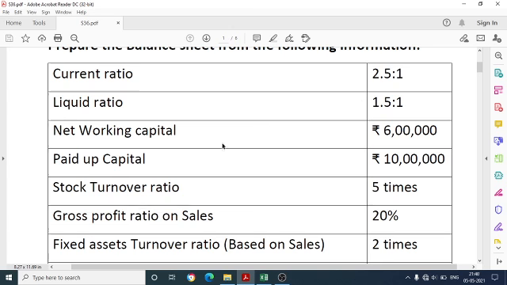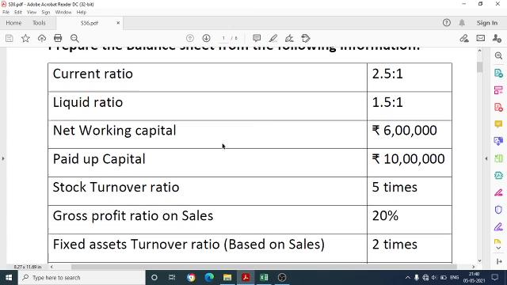It is one component of your balance sheet. Next, stock turnover ratio. The formula is cost of goods sold upon the closing stock. So cost of goods sold can be calculated, because closing stock you will get at the liquid ratio stage. And after getting the cost of goods sold, here you can compute the sales, because gross profit to sales is 20%. That means the remaining 80% is cost of goods sold. So definitely you can compute the total sales.